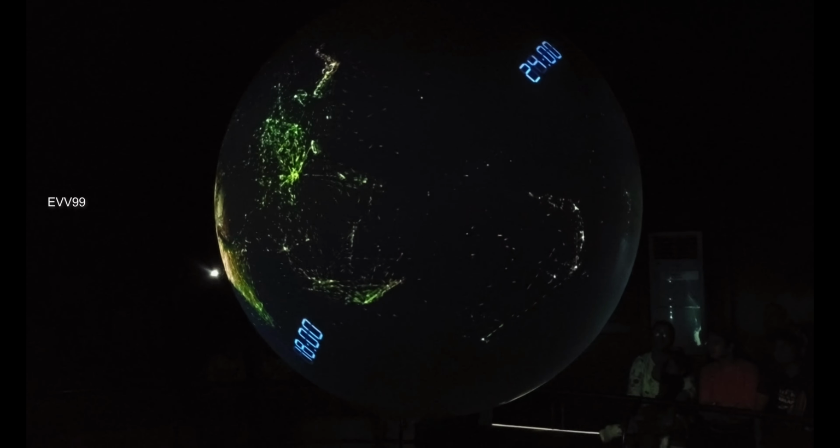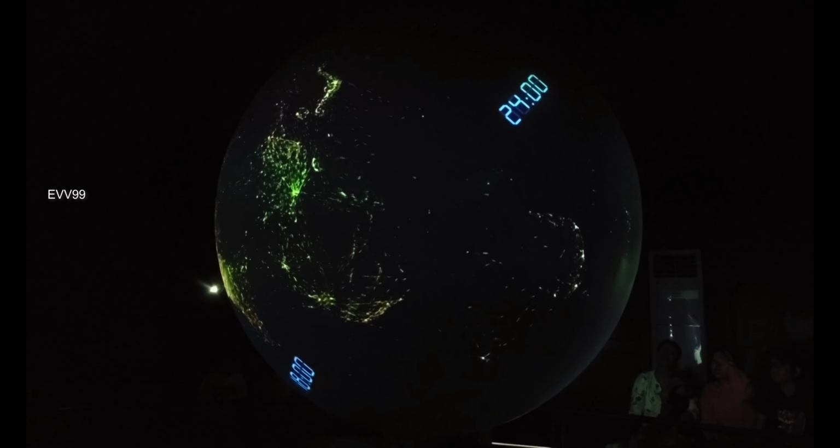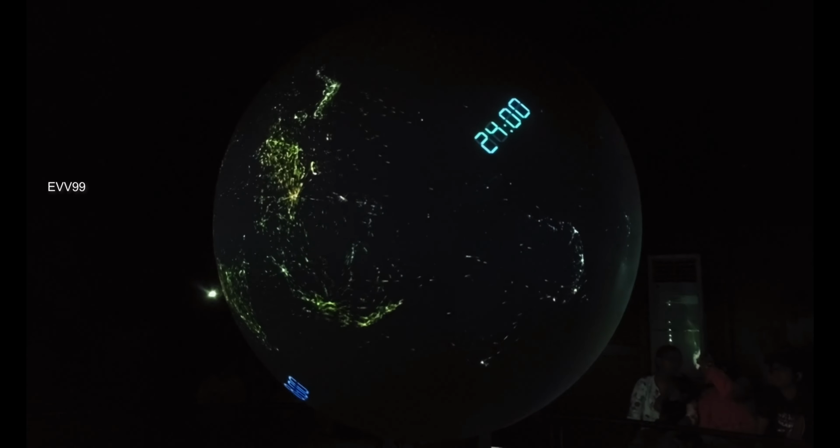Now, moving on to the first artificial satellite of the Earth.